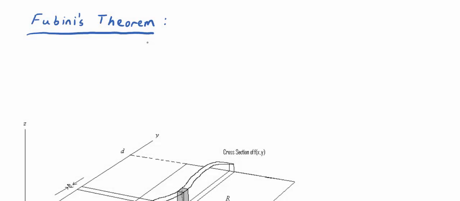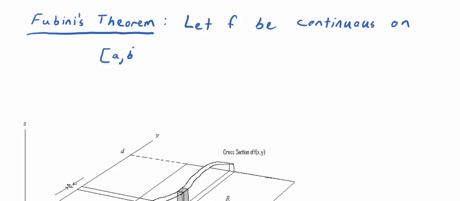Fubini's theorem basically says that the double iterated integral is equal to a corresponding double integral of the type we studied in the last section. So let's let f be continuous on some sort of rectangle. We'll call it the rectangle created by the interval from a to b on the x-axis and from c to d on the y-axis. So f is continuous on that.